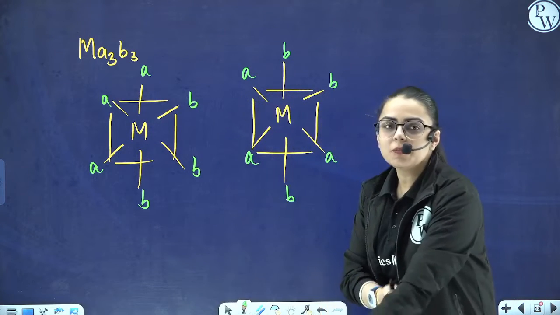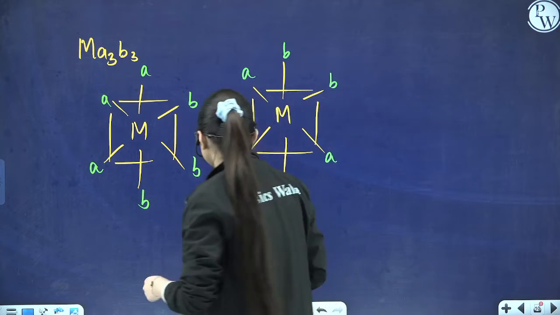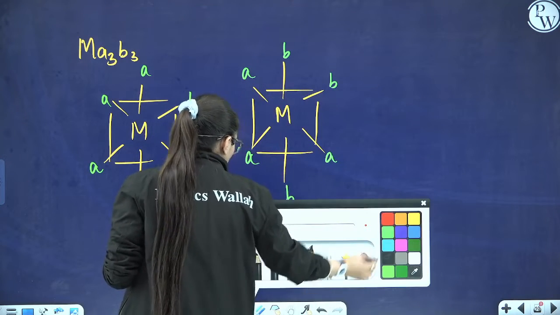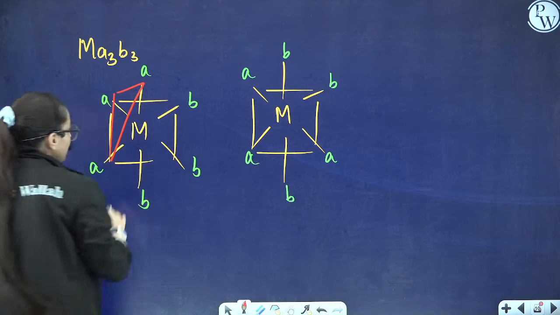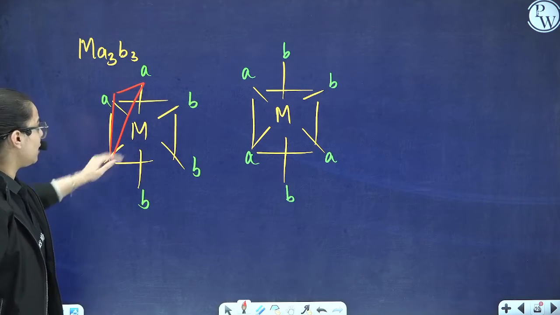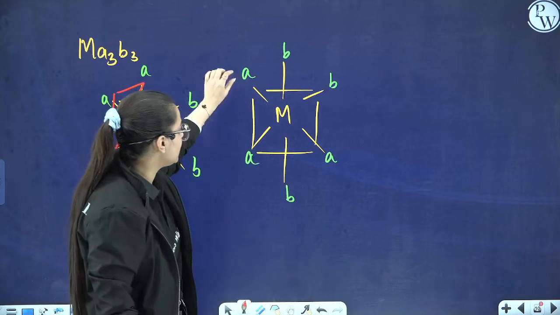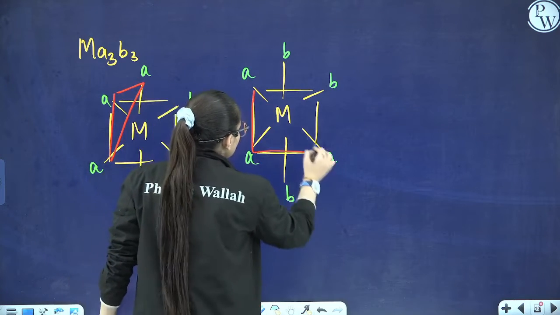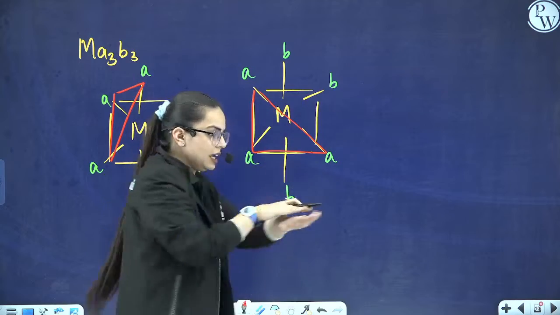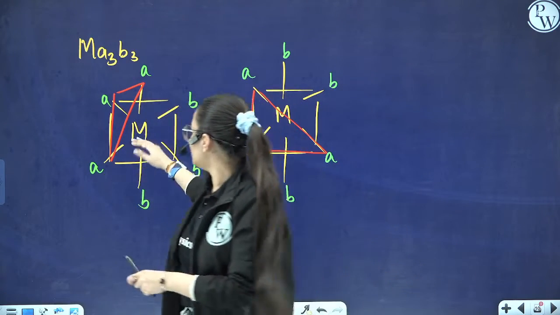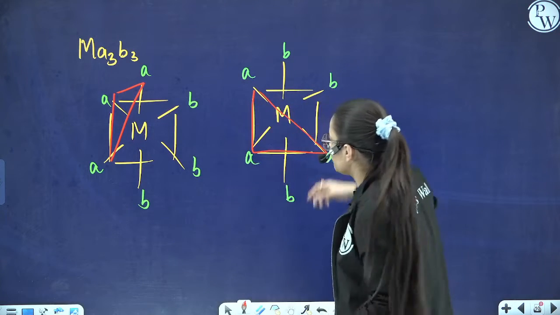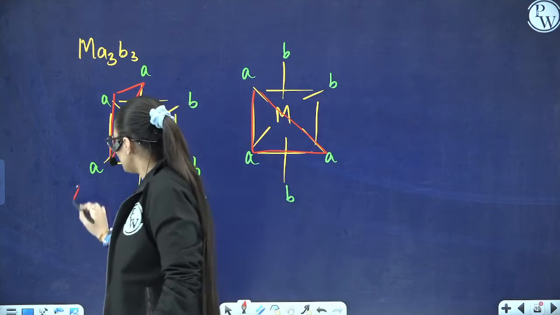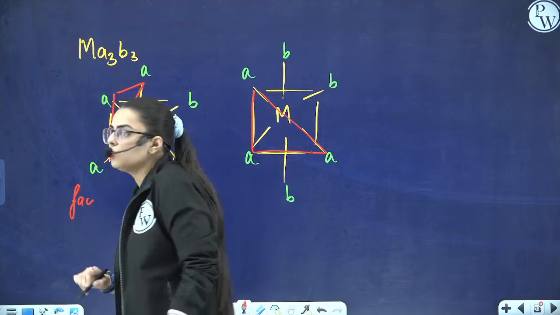See how you can compare, very simple. Just see what is happening over here. They are present in the same phase, A, while B, B, B on the one side. Here you can see they are present in a plane. Here one is present above the plane and the others are in the plane. Here they are present on the face. So it is referred to as facial, or FAC you can write.